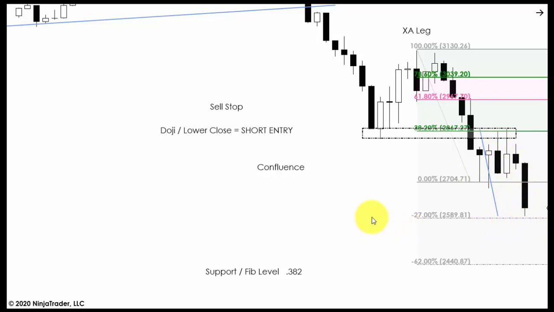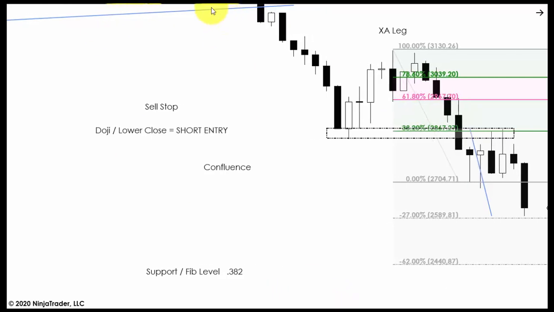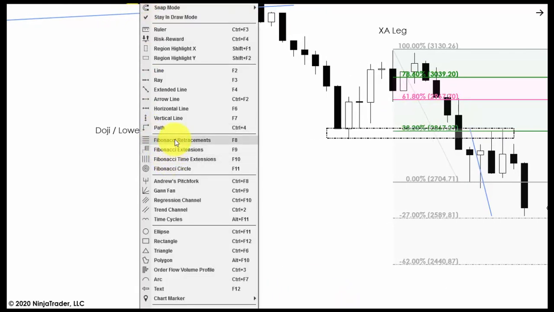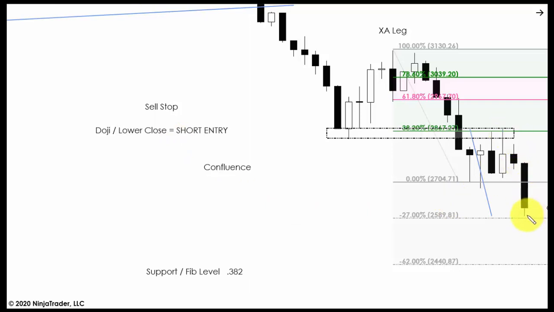Not only that, but guess what? We just made a new structure low with a lower close. So we have another fib level. So I'm going to pull this over. We're going to go grab our Fibonacci retracement. There's my new structure low, lower close. Look left.